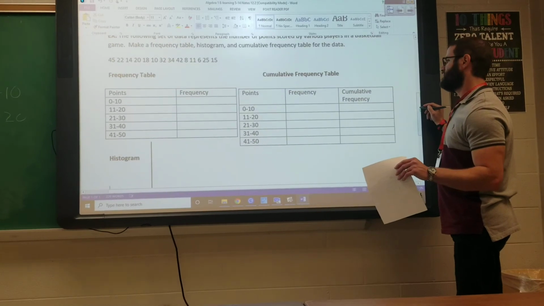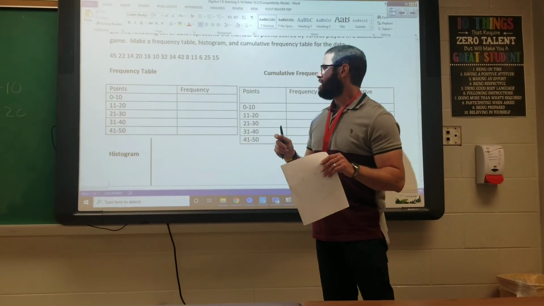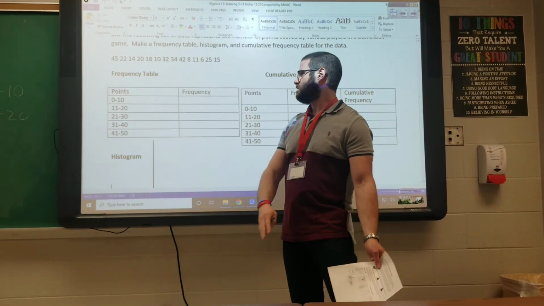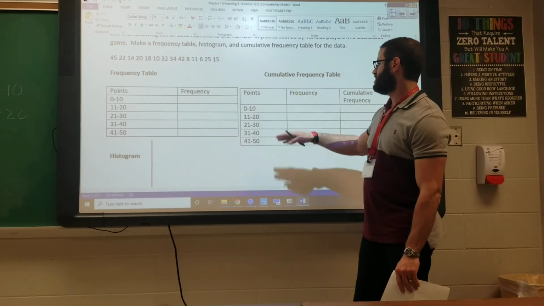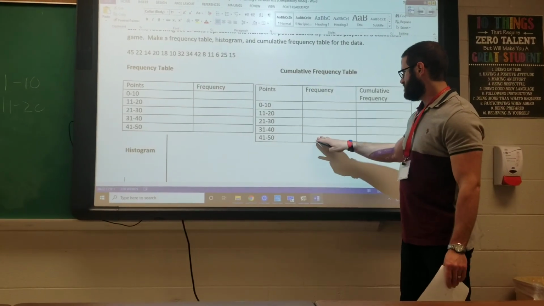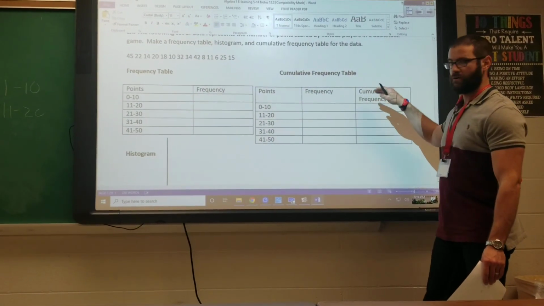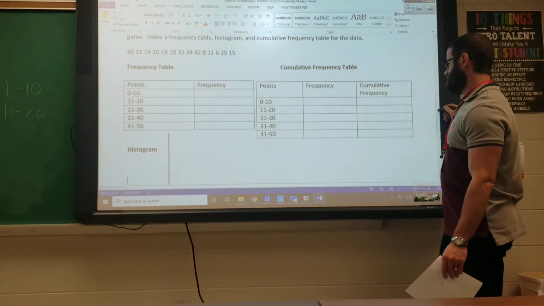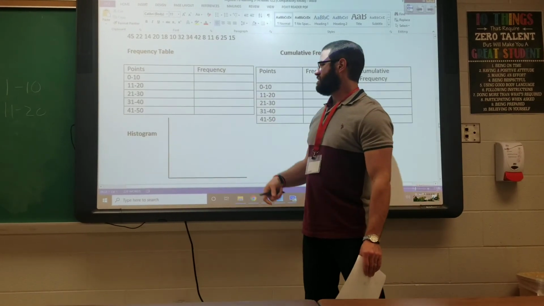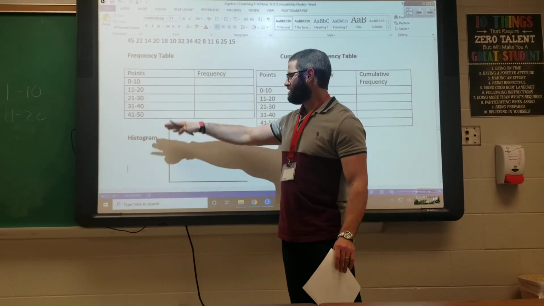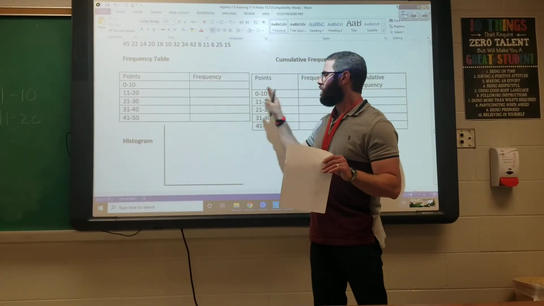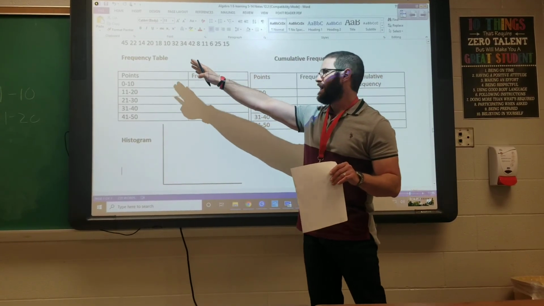Now on your assignment, which is on Schoology, some questions will just have you make a frequency table. Some questions will say a cumulative frequency table, which looks more like this, and which also involves finding the frequency and then cumulative frequency. Again, we're going to add as we go along. And some problems will just ask you for a histogram, but before you do a histogram, it's a good idea to do a frequency table, because a histogram is just a visual representation of a frequency table. So we are going to do all three of them with this one set of data.